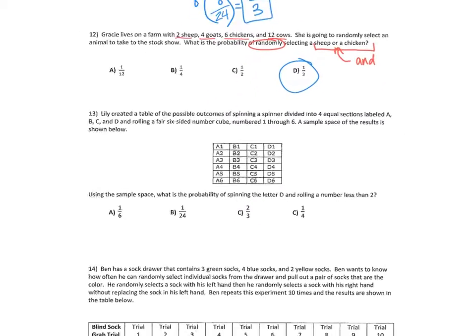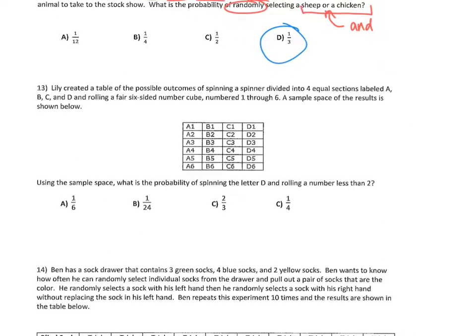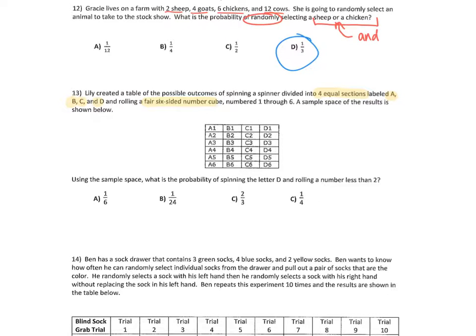Okay, number 13. Lily created a table of the possible outcomes of spinning a spinner divided into 4 equal sections labeled A, B, C, and D, and rolling a fair 6-sided number cube numbered 1 through 6. A sample space of the results is shown below. So the question is, using the sample space, what's the probability of spinning the letter D and rolling a number less than 2? So it's out of 24. That's how many we have in our total sample space.